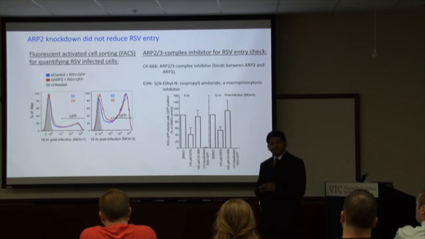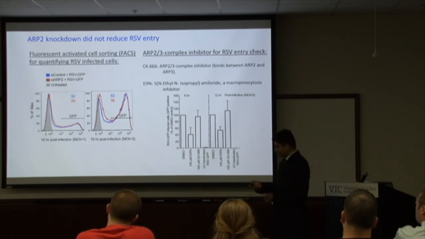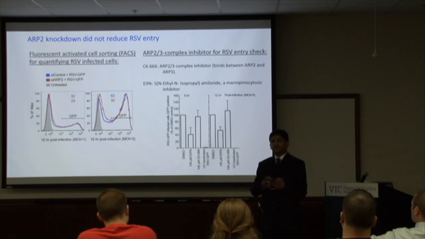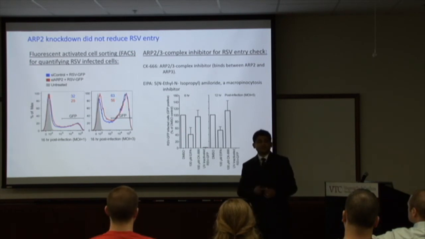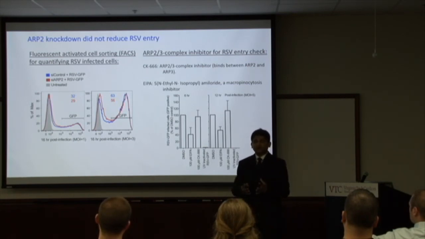We confirmed those results when we used constitutively ARP2 knockdown A549 cells as well. And we also used an inhibitor targeting the ARP2/3 complex known as CK666. We also used EIPA as a positive control, because EIPA is a macropinocytosis inhibitor that has been shown to reduce RSV entry. In our results, EIPA reduced 60% of RSV entry, while at the same concentration CK666 did not reduce RSV entry at either 6 or 12 hours post-infection, confirming that ARP2 is not necessarily involved in the RSV entry process.